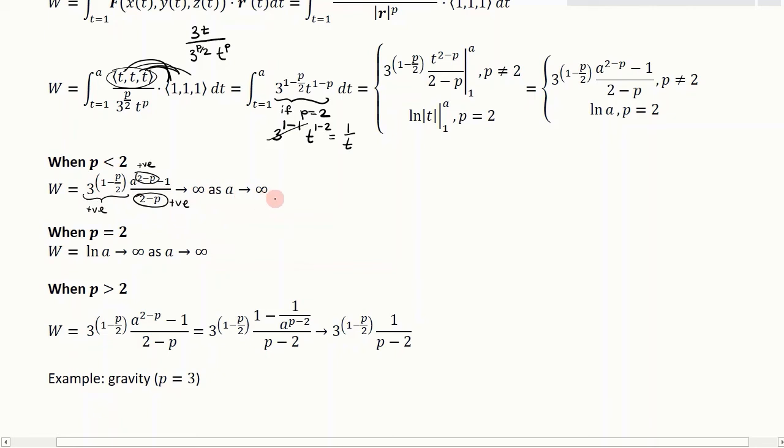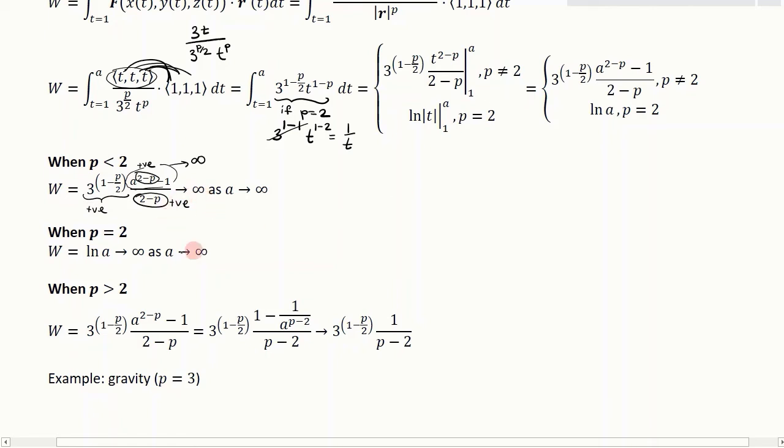And when a approaches infinity, we have greater and greater numbers to some positive power, minus 1. This still approaches infinity. This entire numerator approaches infinity. And when you divide it by a constant positive number, it is still approaching infinity. Then multiplying the whole thing by this positive constant still keeps it approaching infinity. So for p less than 2, work approaches infinity.